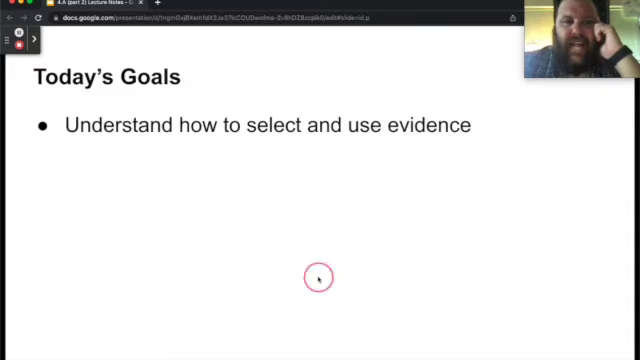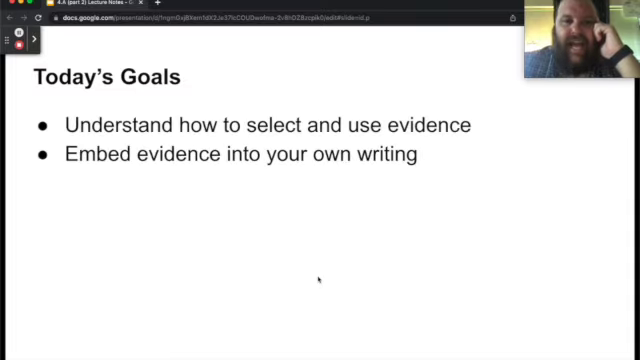So the goals for today were twofold: understand how to select and use evidence, and start to embed evidence into your own writing. I hope this was helpful for you. I hope these videos helped you, especially through the first unit.